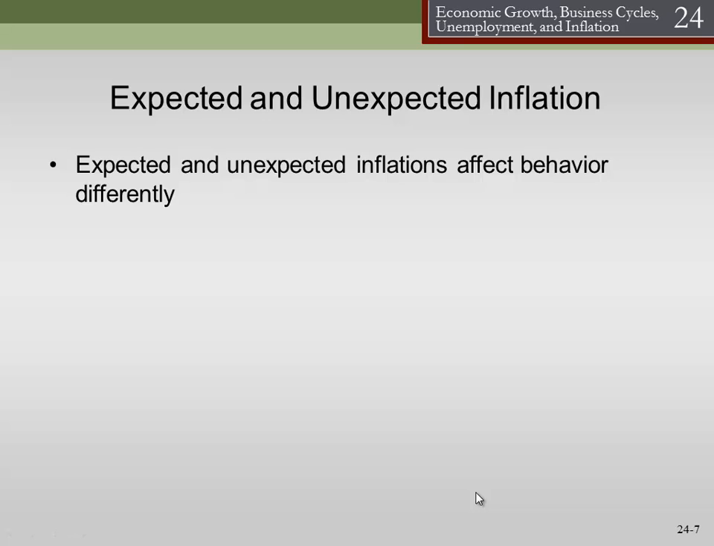So expected and unexpected inflation affects behavior differently. One of the big things that you learn in economics is that what actually happens is not really that important. What becomes really important is what we expect to happen. And there's a very, very simple reason for that. When we make our decisions, we don't know what is going to actually happen. We only know what we expect to happen.